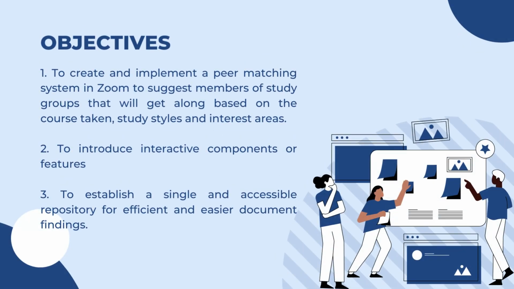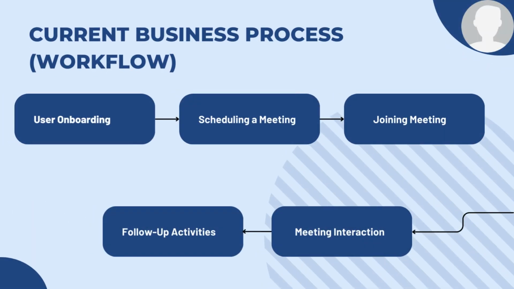Our objective to improve the new platform is to create and implement a peer matching system in Zoom to suggest members of study groups that will get along based on the course taken, study style, and interest area. Second is to introduce interactive components or features such as discussion boards, task assignment, and progress monitoring. And lastly is to establish a single and accessible repository for efficient and easier document finding. Next, I'm going to explain about the current business flow of the Zoom platform.